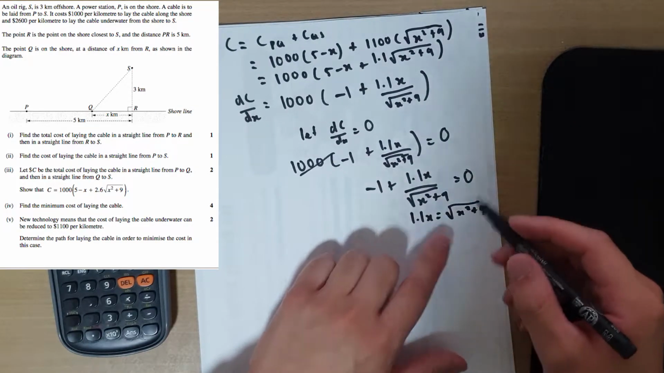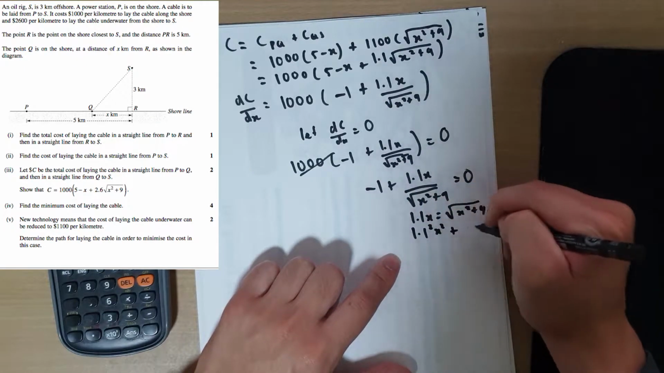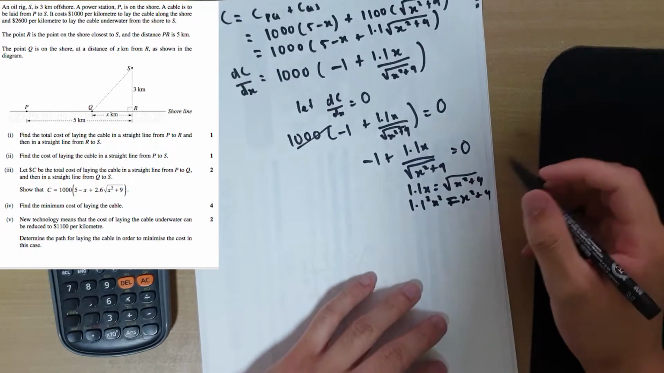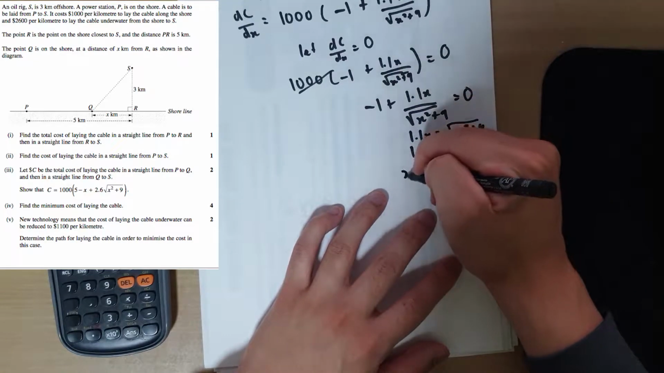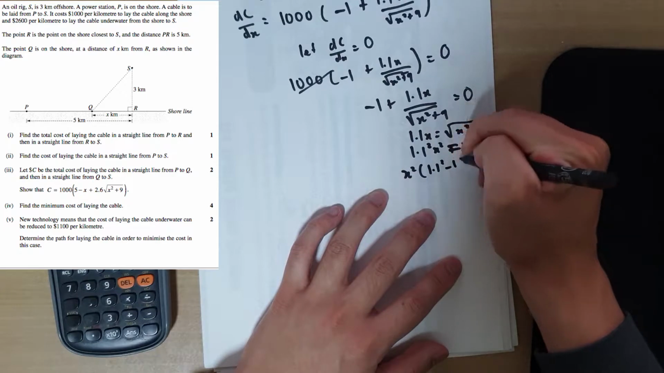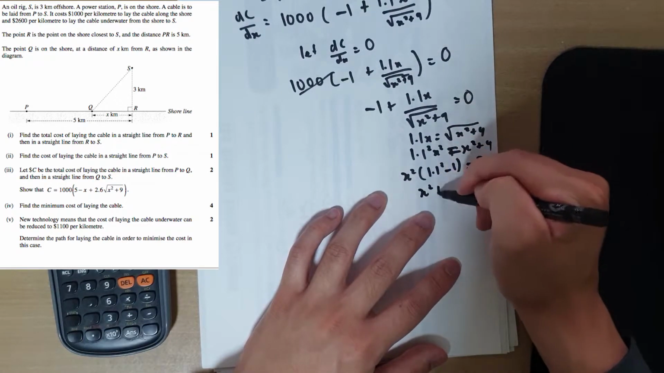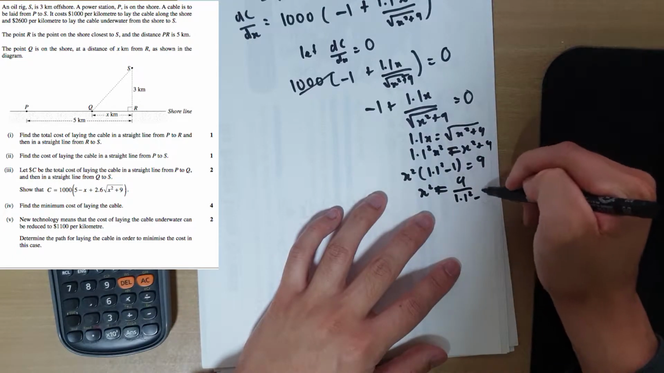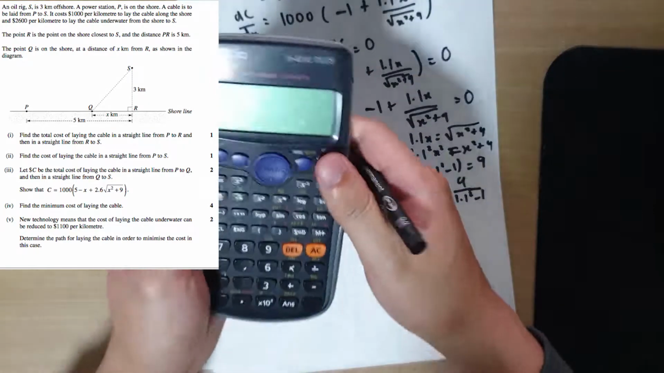So to get rid of the square root, we've got to square both sides. Equals, sorry, x squared plus 9. Cool. What we're going to do now is continue solving for x. So x squared over, so it's 1.1 squared minus 1 equals 9. x squared equals 9 on 1.1 squared minus 1. x equals, let's put it in our calculator.